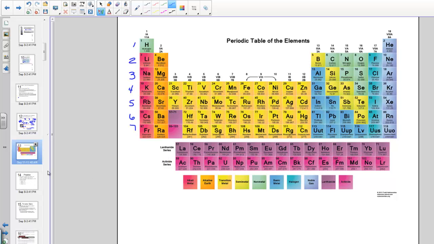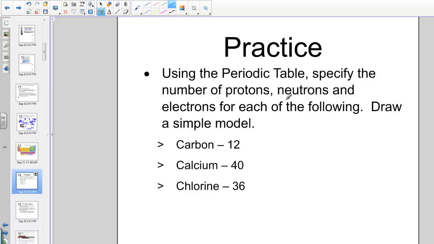So what might a practice with this skill look like? Using your periodic table, let's practice a little bit. Specify the protons, neutrons, and electrons and draw a simple model for each of the following elements: carbon 12, calcium 40, and chlorine 36. The little number next to the name is giving us the mass number for the element.